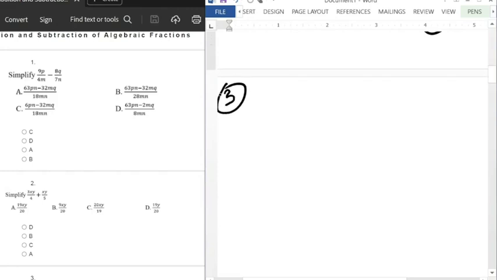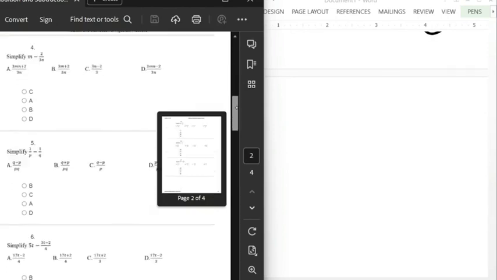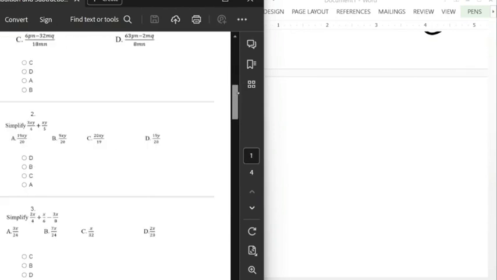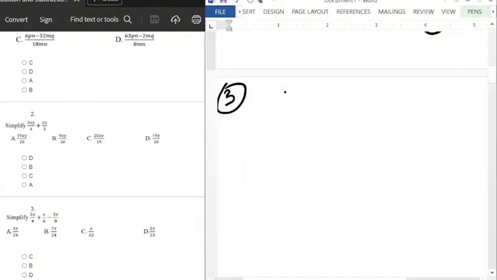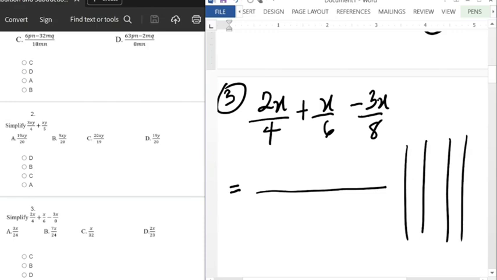Question number 3. For question number 3, we have 2x all over 4 plus x all over 6 minus 3x all over 8. So the same thing will be done here. We find the LCM of 4, 6, and 8. So let's make use of this, right? Let's make use of this.